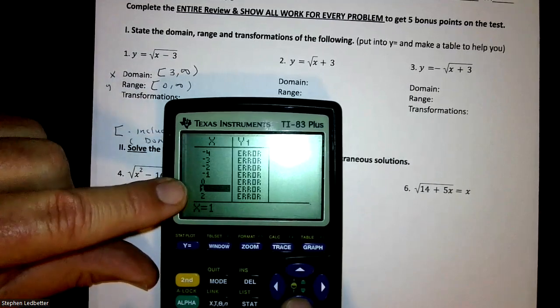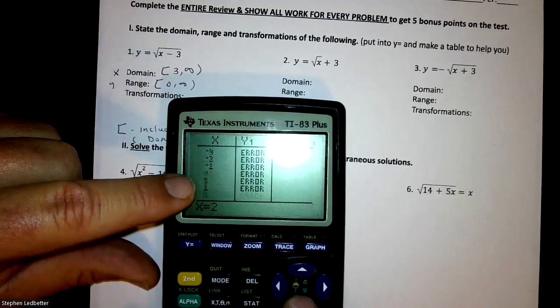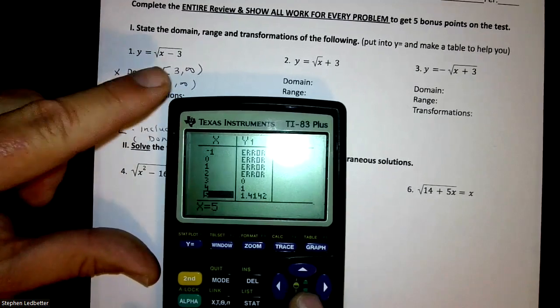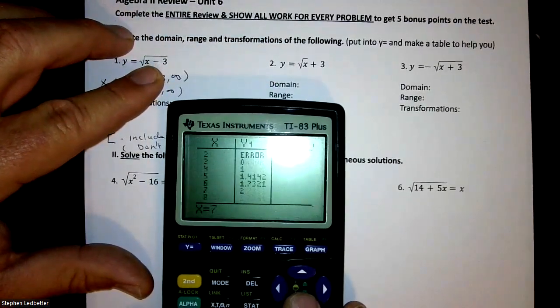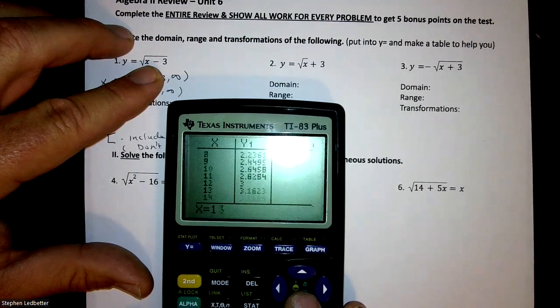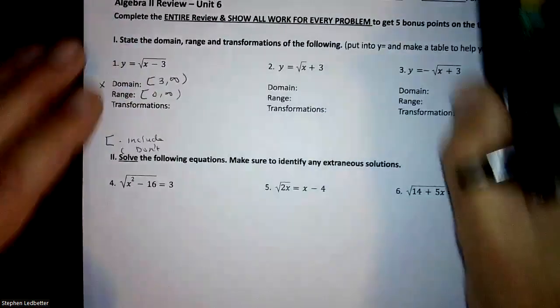All right. So we have to start at 0 because 0 minus 3 is negative 3. We have to start at 3 because 3 minus 3 is 0. So that's a big clue for every one of these where it starts. And you can see the number keeps going up, up, up. It just keeps going up. All right. So there we go.